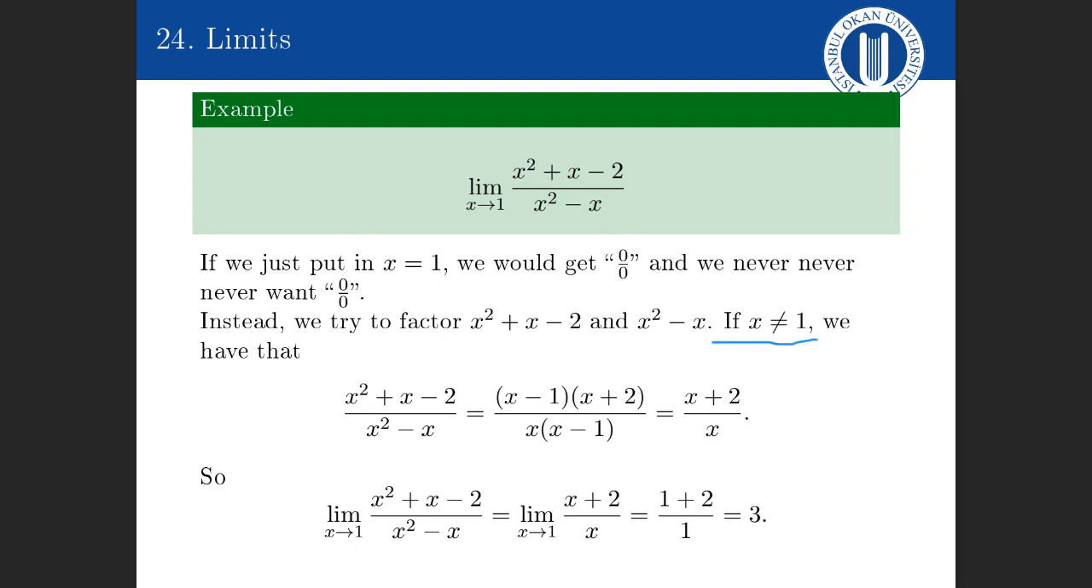Remember, if we're doing limit as x tends to 1, then we're thinking that x is close to 1, but x is not equal to 1. So anytime we're doing a calculation like this, we can always assume that x is not equal to 1. And then we can factorize our rational function into x minus 1, x plus 2 divided by x, x minus 1. And the x minus 1's cancel, and we just get x plus 2 divided by x.